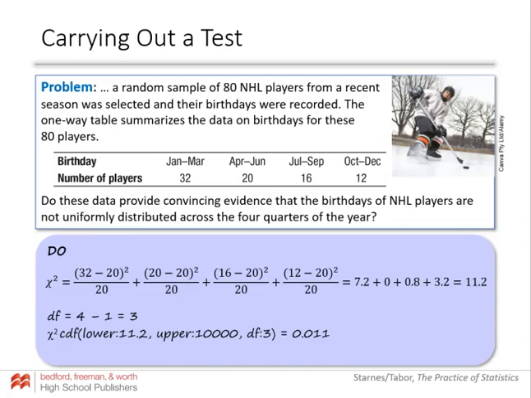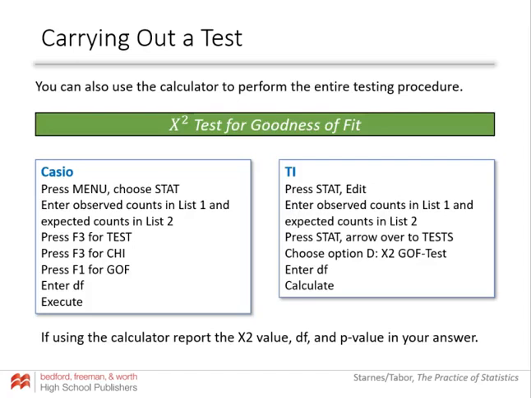Okay, so then when we get to the do part, we are calculating our chi-square test statistic. Again, for each of those, it is observed minus expected, squared, divided by expected, and then we add them all together. Our degrees of freedom in this case is going to be 3, because we have 4 categories, the 4 quarters of the year, minus 1 is 3, and then you would use chi-square CDF to find the p-value.